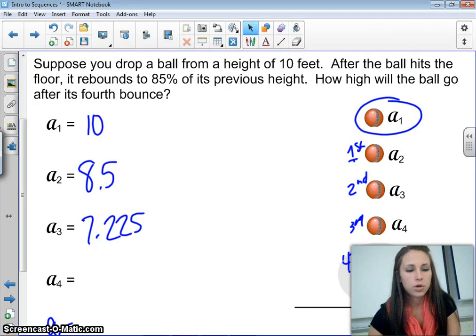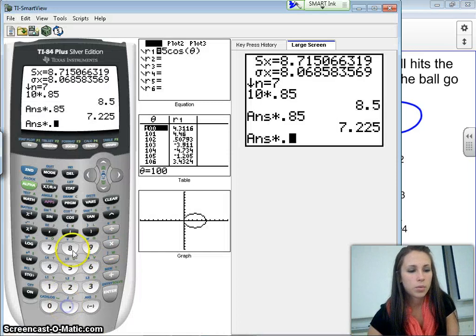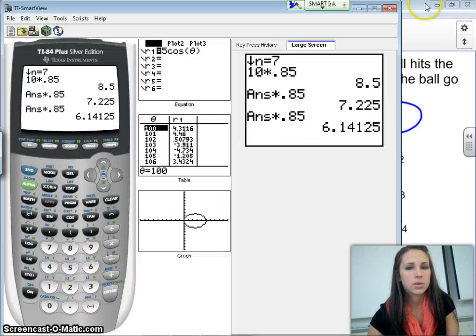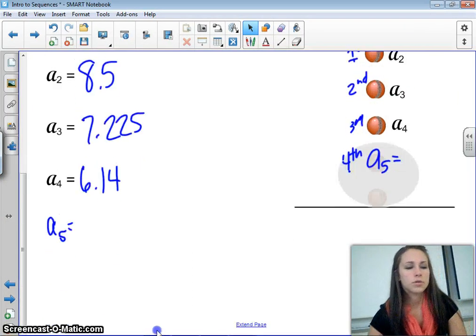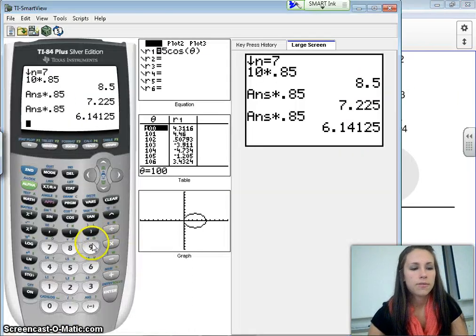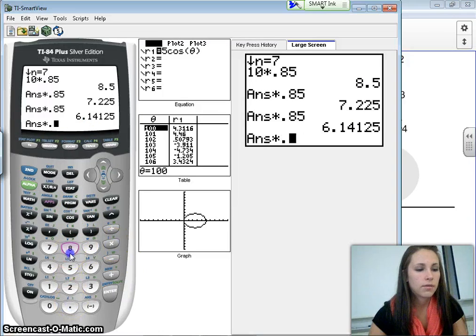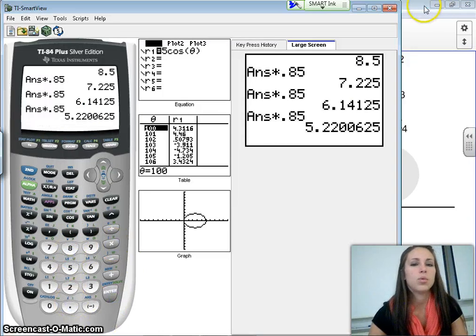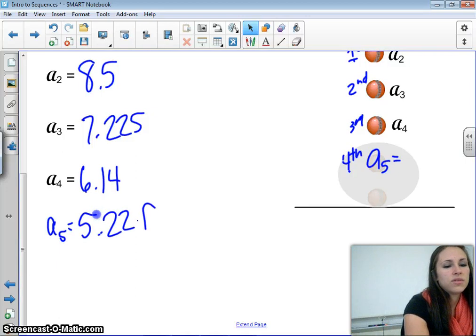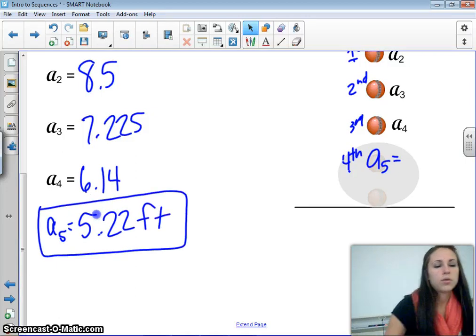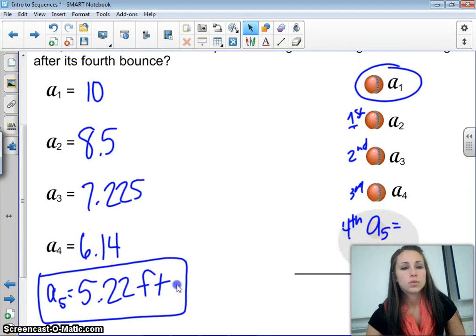To find A4, I would multiply by 0.85 again. That's going to be the third bounce. On my paper, I'm going to write 6.14, but in my calculator, I'm going to keep all those decimals. And then the fourth bounce, that'd be A5, I'm going to multiply by 0.85 one more time, and so then that would be around 0.522 feet. So this is how high it would rebound after its fourth bounce.